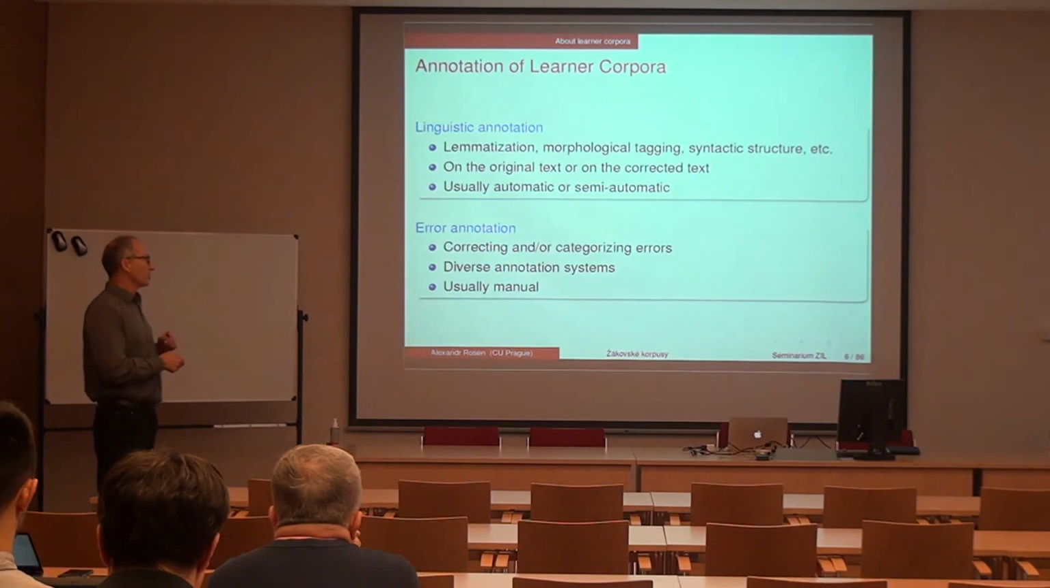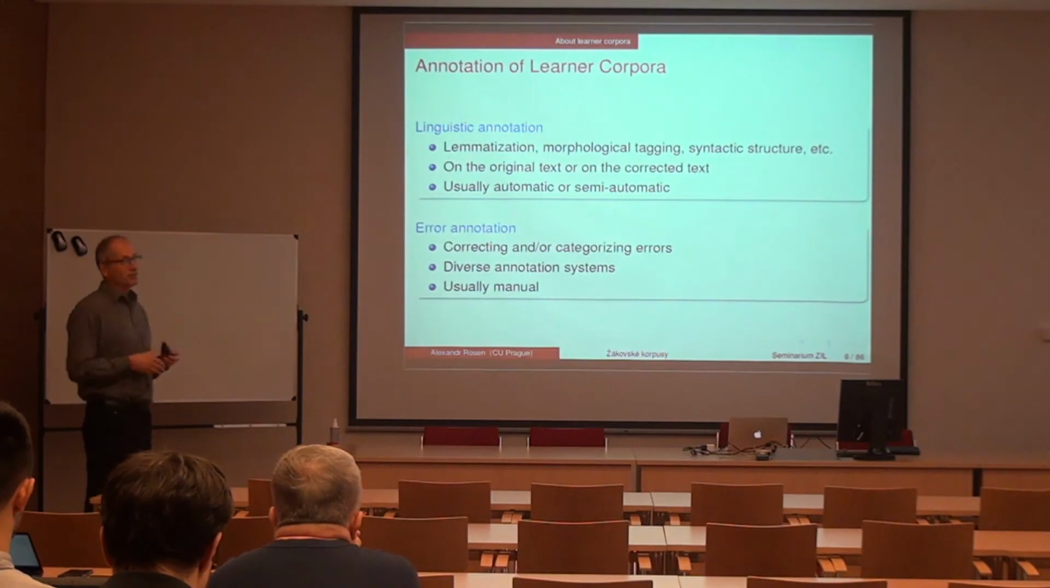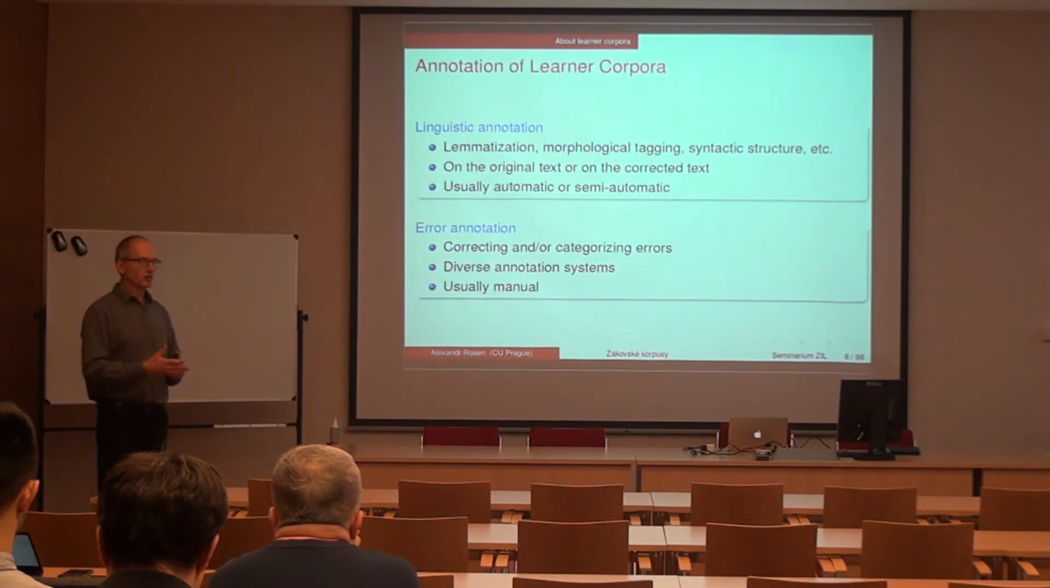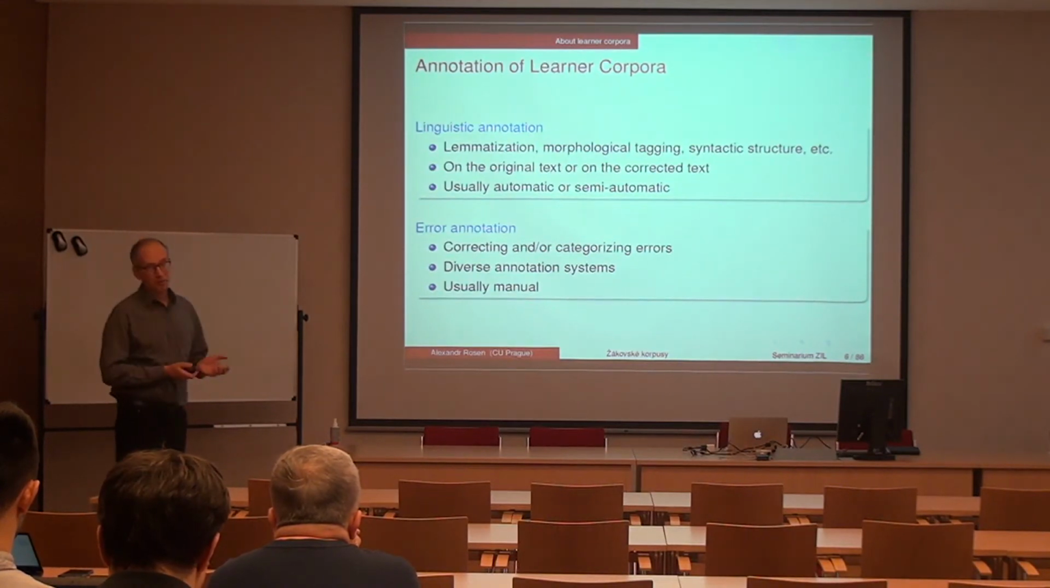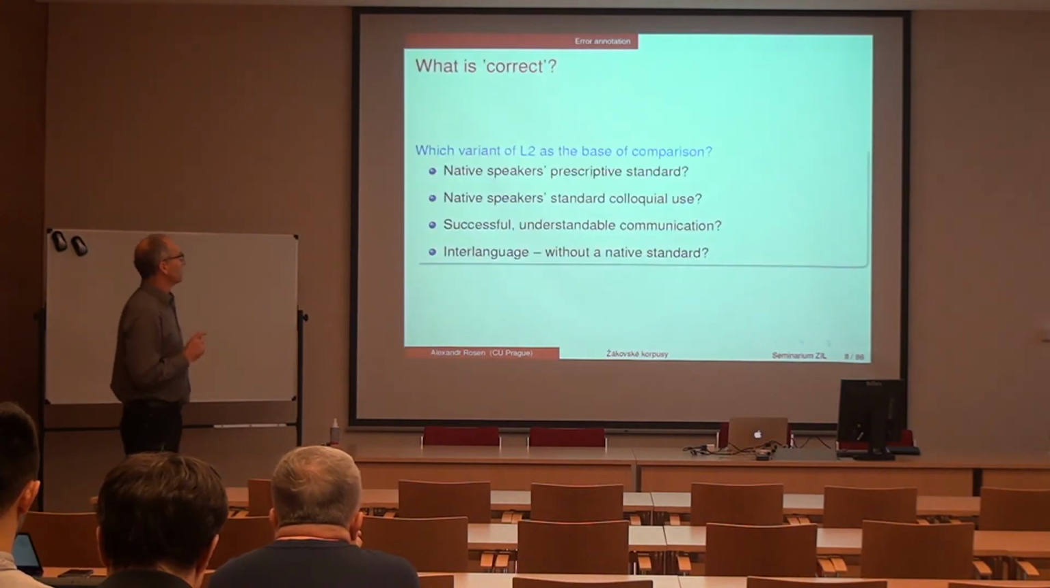Now, error annotation is about correcting and categorizing errors, and you hardly have any standards. It's very different from linguistic annotation. You have very many annotation systems, and people cannot really come to some agreement on how to build such a system for annotating errors. And it's usually manual, with some exceptions. So, error annotation. The first question is, what is the standard?